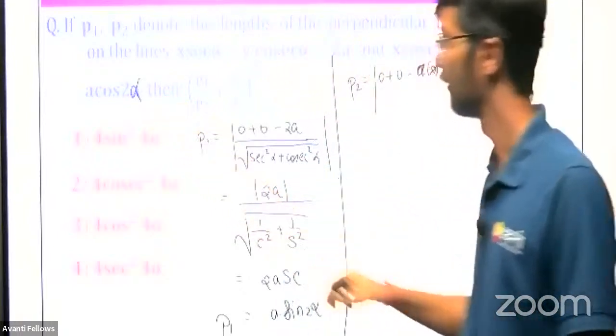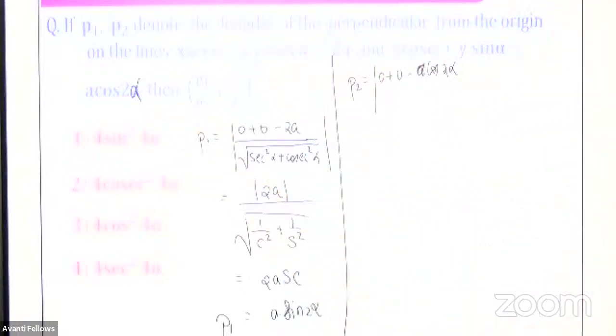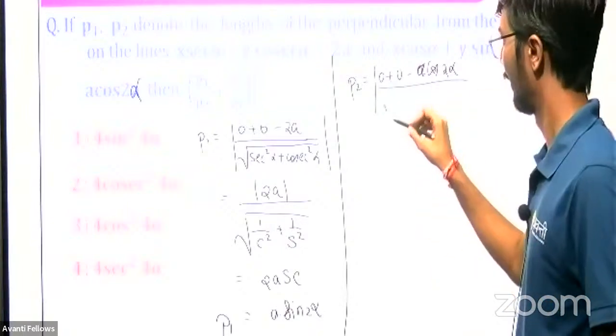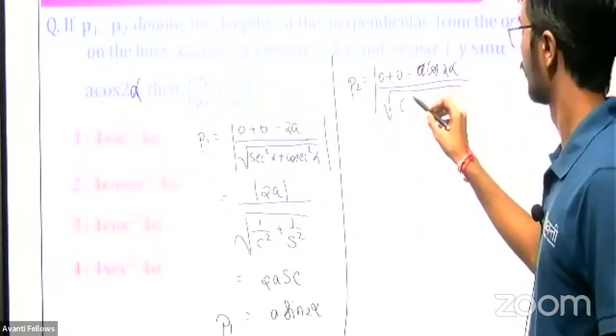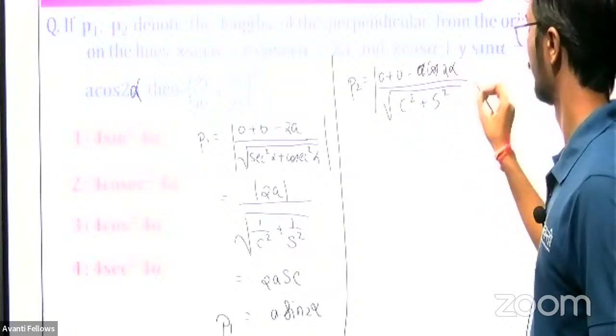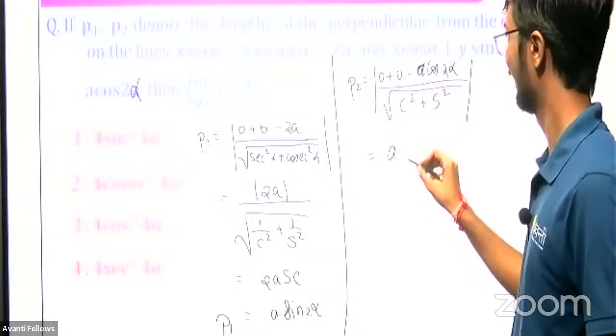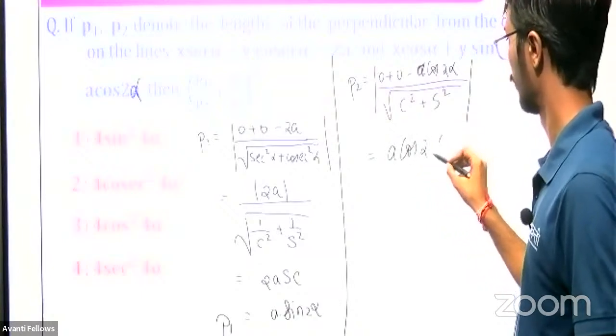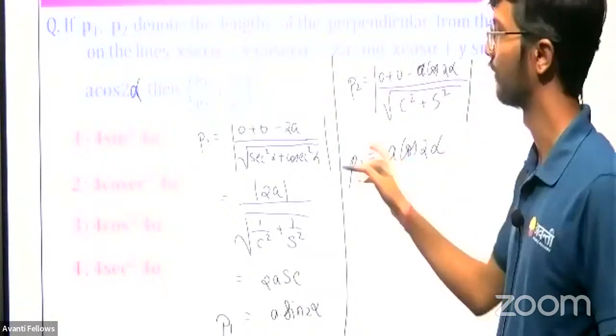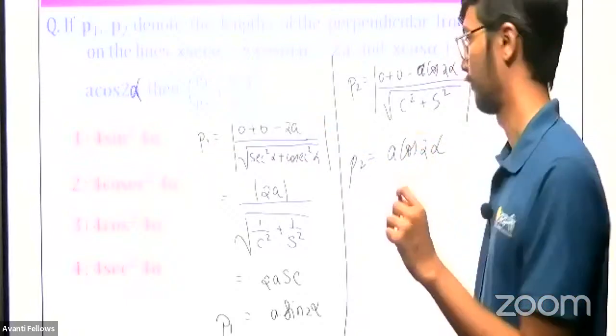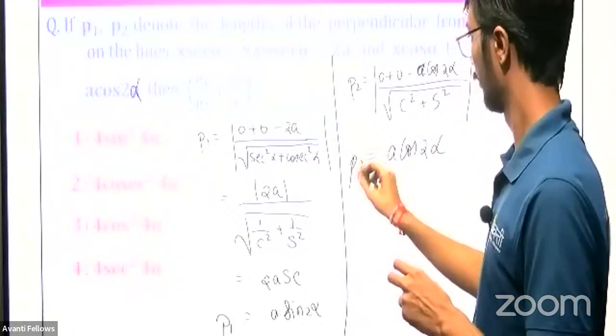Let us see if it is 2 alpha or not. Correct? There is a printing mistake. So under root of cos square alpha plus sine square alpha, this will be 1. So I'll get P2 as a cos 2 alpha. Yeah, it is 2 alpha, guys. It is 2 alpha. Right? It is 2 alpha. So we got P1.